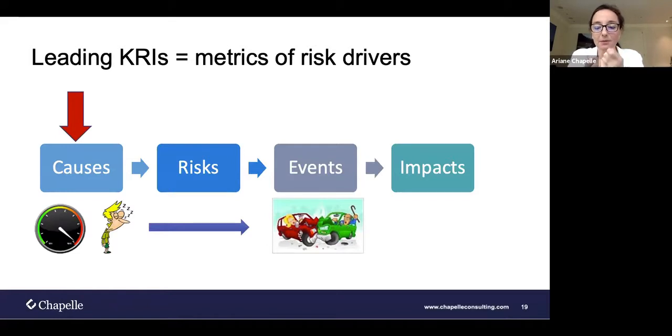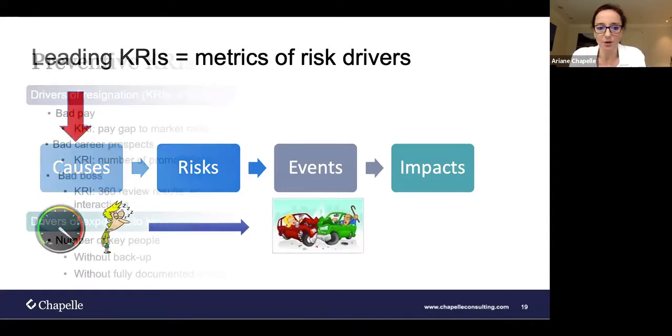And speed both increases the likelihood of an accident, because it shortens your reaction time, and increases the impact. And that's another aspect that I want to insist upon a little bit today: not only the idea of preventive KRIs in terms of likelihood, but also in terms of impact. And that's linked also to the reduction of exposure.